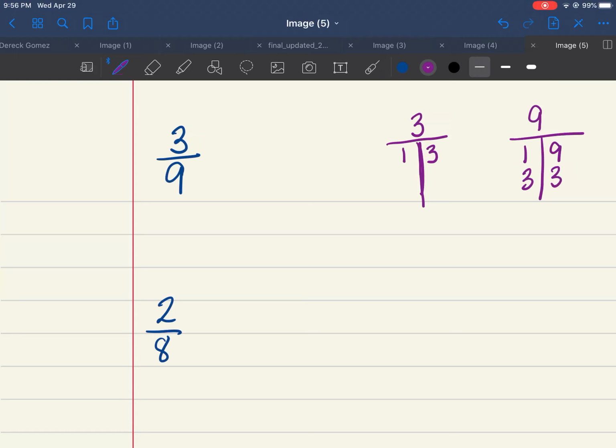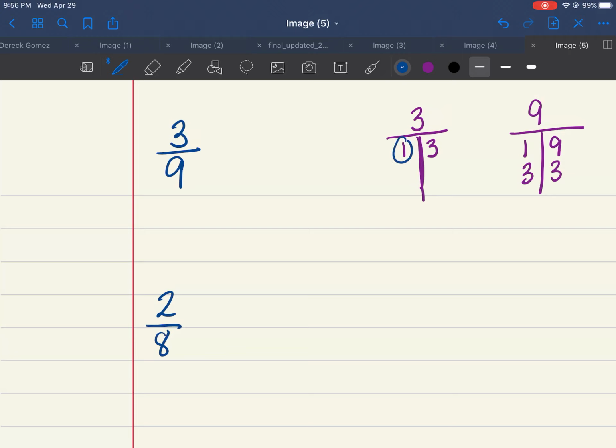Those are the only numbers I can multiply to give me 3. For 9, we have 1 times 9. 2, we cannot. 3, we have 3 times 3. And that's basically all the numbers that will equal 9. So, what number do they both have in common? They have a 1. Remember, we do not use the 1 because if we divide by 1, we're going to get the same number. So, we're going to choose 3. So, we're going to divide by 3.